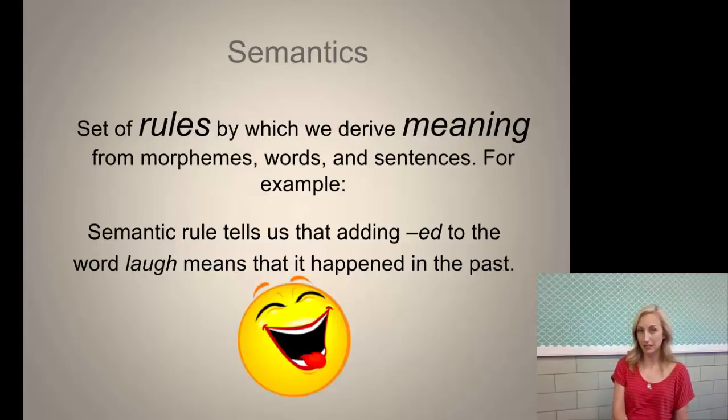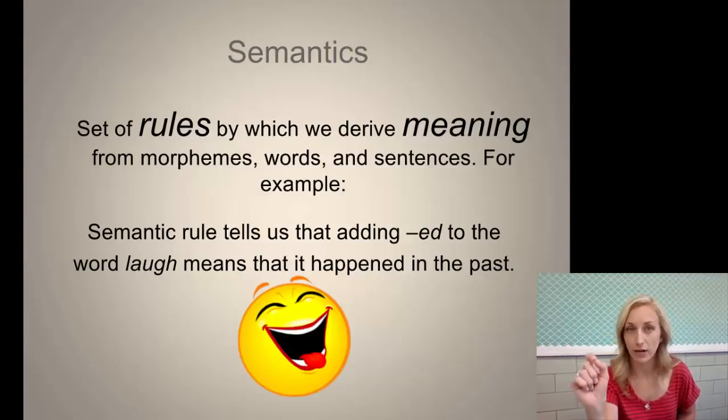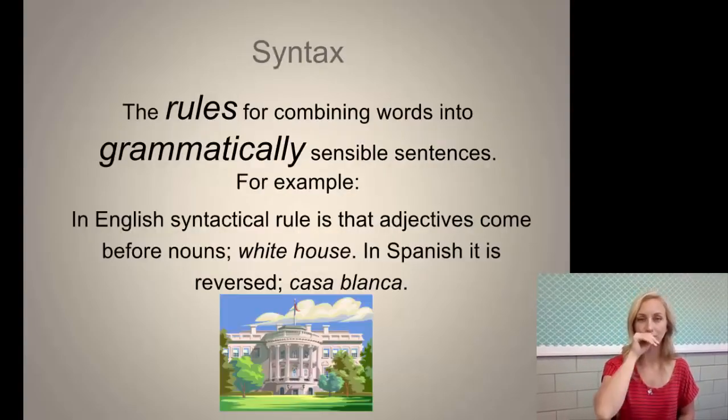So let me clarify something in your understanding here, and you need to make sure you write this down. Ed, right, that ending there, is a morpheme. But the rule that says when you add that to the end of a word, it makes it past tense, is a semantics rule. Okay, so ed is the morpheme, and adding it will change the meaning of the word. But then the rule that ed makes it past tense is semantics.